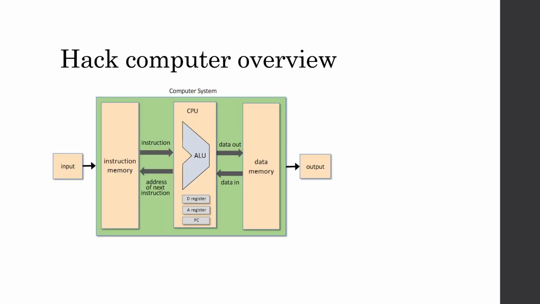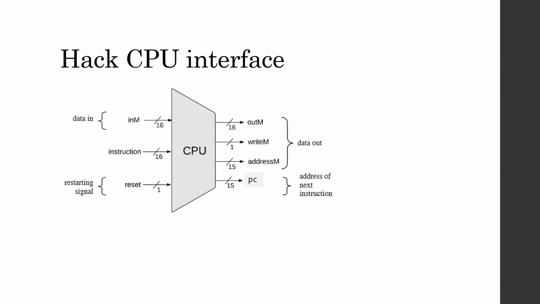This is a very abstract view of the Hack computer and its different parts. So you can see we've got the CPU, and the CPU interacts with the instruction memory and the data memory, and they all take an input, and they output something. We'll zoom in a bit more.